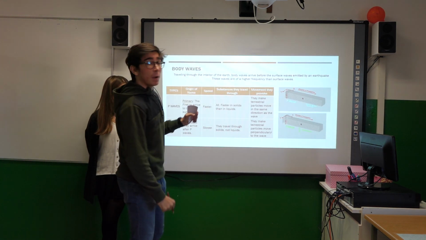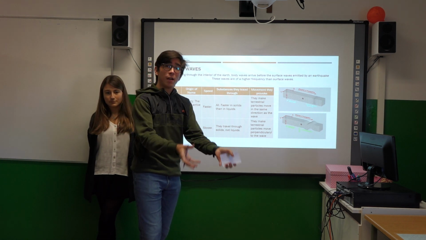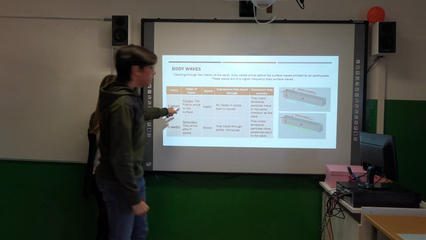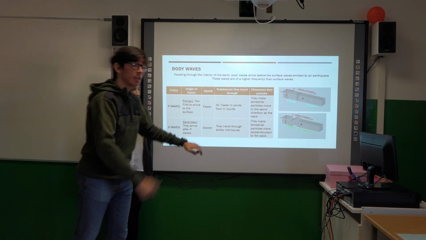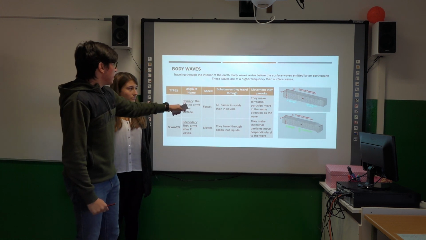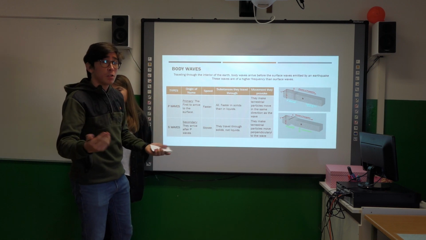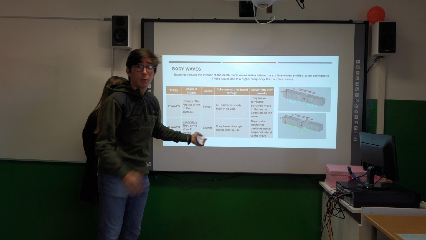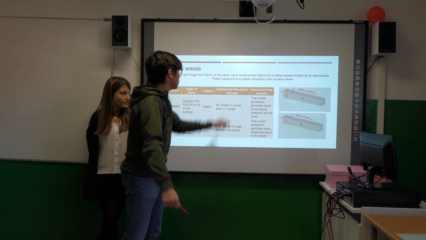First, I'm going to talk about body waves, which are the waves that pass through all of the Earth's interior. As I said before, we have P waves, called primary waves, because they arrive first, and S waves, secondary waves, because they arrive later than P waves. P waves, as they arrive first, are the fastest, and the secondary waves are the slowest. Things to take into account.